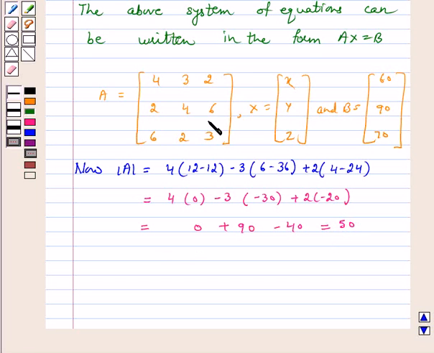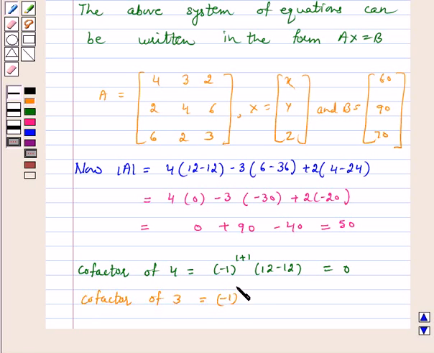Now we will find the cofactor of each and every element of A. The cofactor of 4 is equal to (−1) raised to power 1 + 1 × (12 − 12), which is equal to 0. Again, the cofactor of 3 is equal to (−1) raised to power 1 + 2 × (36 − 6), which is equal to 30. In this way, we will find the cofactor of each and every element, which is as follows.